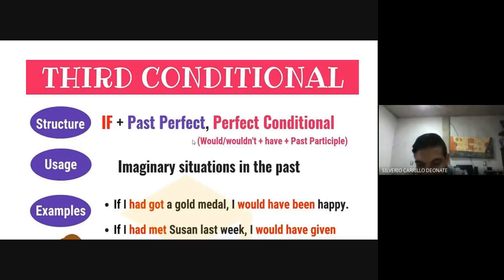In this case, it's a funny fact, because in Spanish we always have that saying, el hubiera no existe, right? But actually in English it does exist. So we're going to say, if I had got a golden medal, I would have been happy. Si hubiera obtenido una medalla de oro, hubiera sido feliz.